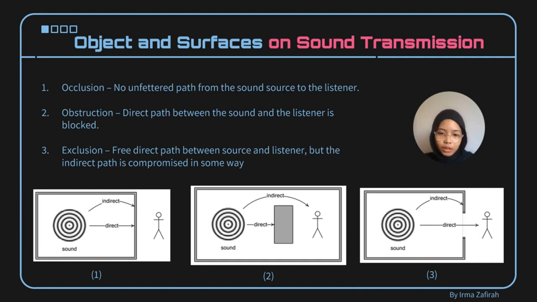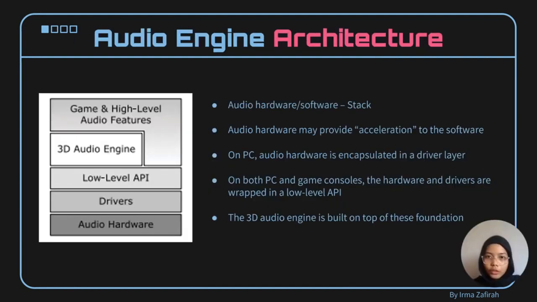The second picture is showing obstruction. This is when there is an indirect path from the sound source to the listener. Meanwhile, the direct path is blocked from the sound source to the listener. Lastly is exclusion, the third picture. This is when there is a free direct path to the listener. Meanwhile, the indirect path is blocked.